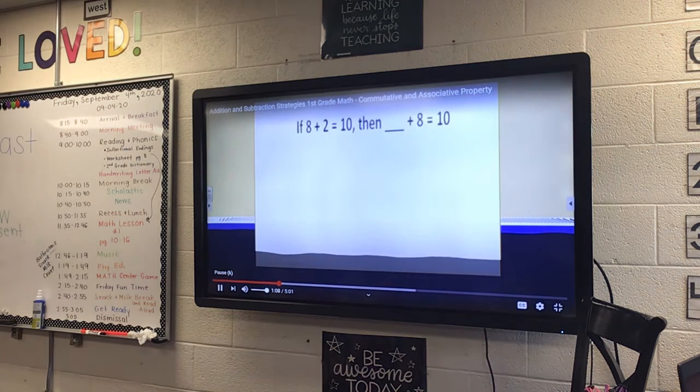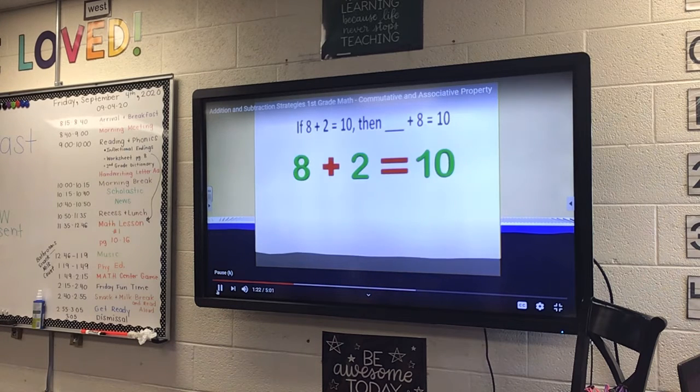Here is a math problem where we can use what we just learned. It says if 8 plus 2 equals 10, then blank plus 8 equals 10. We need to fill in the blank with the missing number. We know that 8 plus 2 equals 10. We just learned that in addition we can switch the 8 and 2 around and still get the same answer of 10. So to fill in the missing number, what do you think it will be? What do you guys think it'll be?